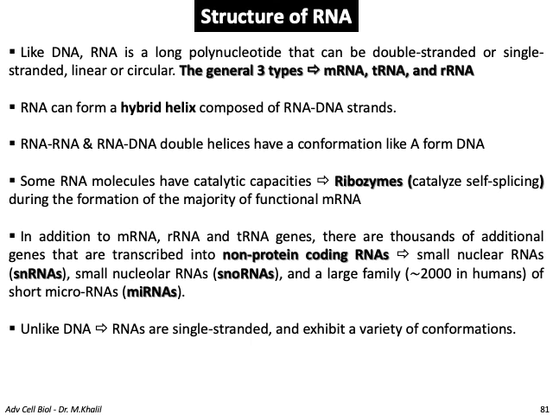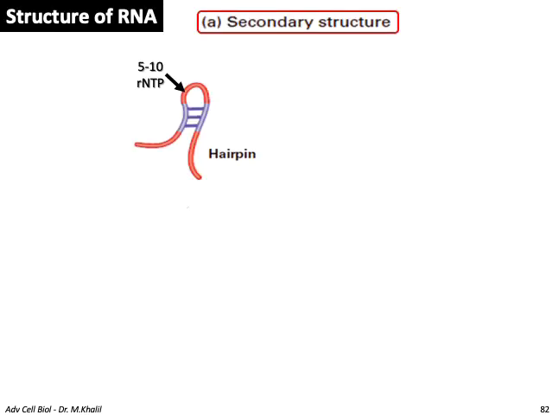In addition to messenger RNA and the 3 major types, there are thousands of additional genes that are transcribed into non-protein coding RNA, like small nuclear RNAs, small nucleolar RNAs, and large families, around 2,000 in human, of short microRNAs. Unlike DNA, RNA is single-stranded and exhibits a variety of conformations.